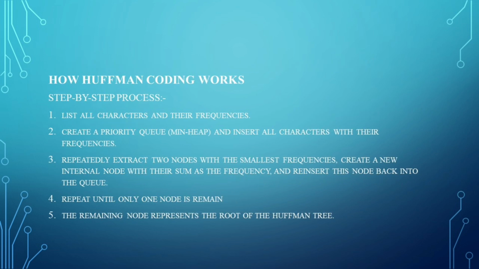How Huffman coding works. Step-by-step process. List all characters and their frequencies. Create a priority queue, a min heap, and insert all characters with their frequencies. Repeatedly extract two nodes with the smallest frequencies. Create a new internal node with their sum as the frequency, and reinsert this node back into the queue. Repeat until only one node remains. The remaining node represents the root of the Huffman tree.